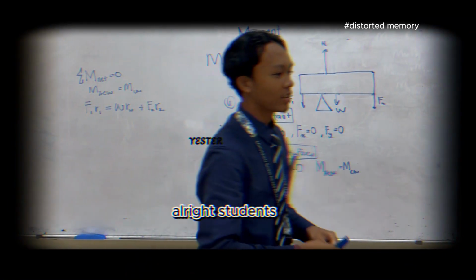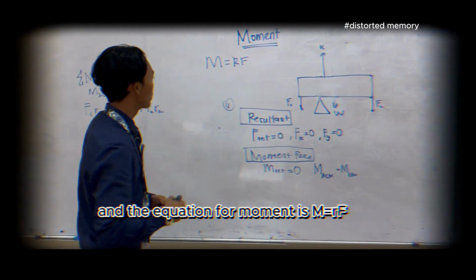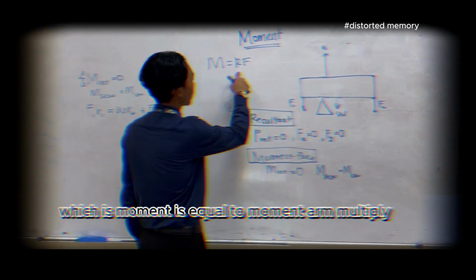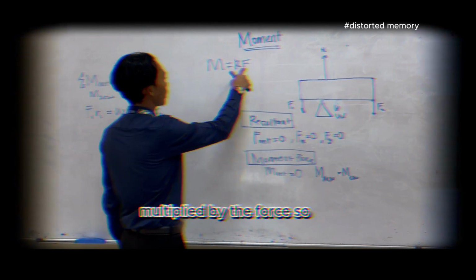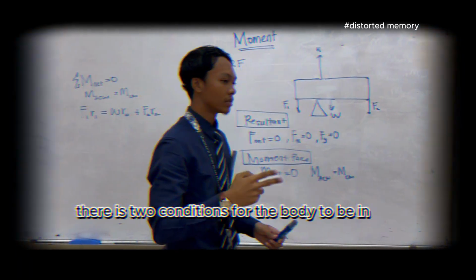Alright, dear students, so today we're going to talk about moments. And the equation for moment is M equals R F, which is moment is equal to moment's arm multiplied by the force. So there are two conditions for a body to be in a static equilibrium.